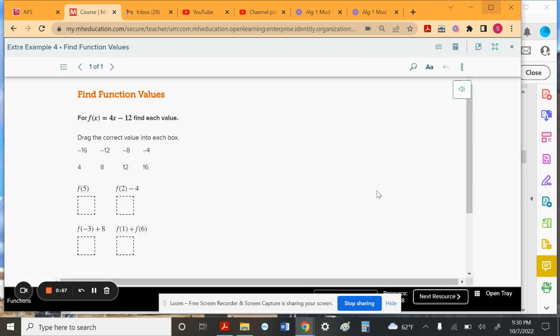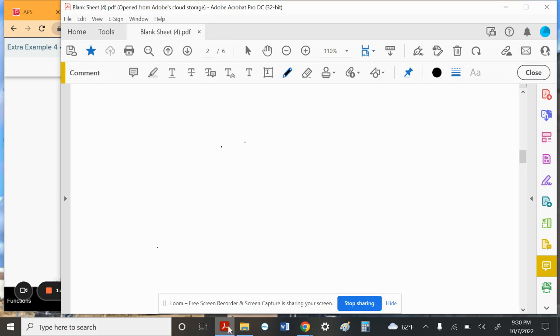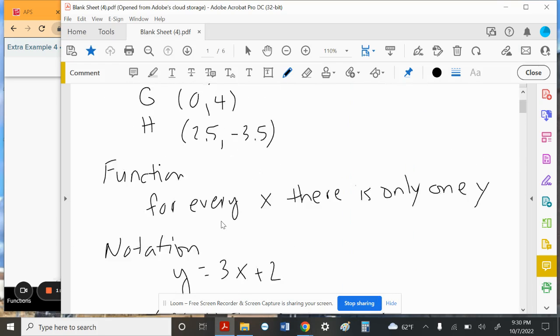Okay, so now we're going to go through and find some function values. To do that, you'll see we're just going to be plugging some things in. So when I want to find f of 5, notice that I'm going to plug in a 5 for x, so I'm going to plug in a 5 here. So we're going to go over to another screen and plug that in.